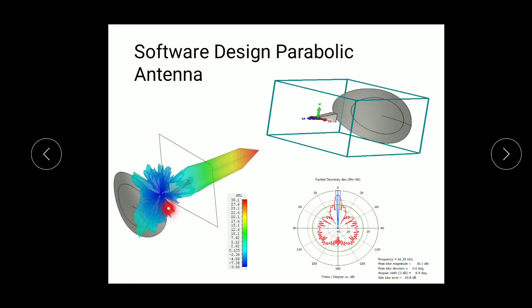This is the reflector, this is the horn antenna, and this is the directivity pattern of the reflector antenna. In this case the directivity is 3.1 dBi. And this is the polar plot of this reflector antenna.